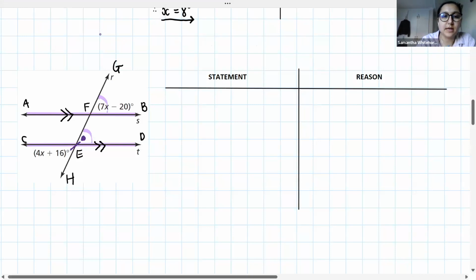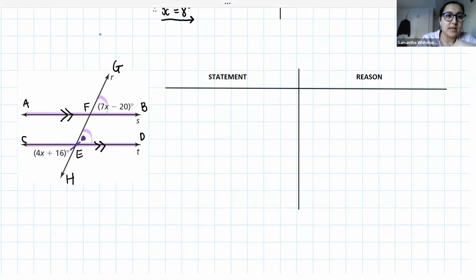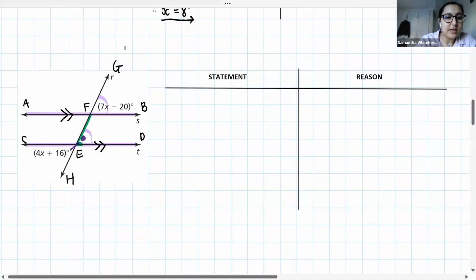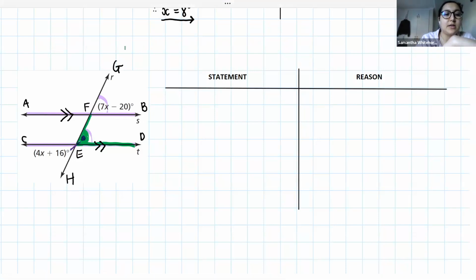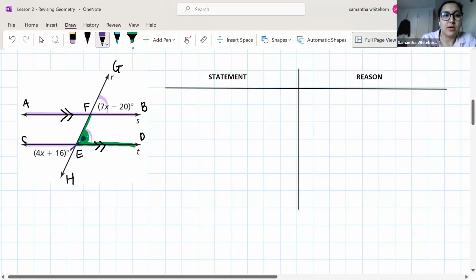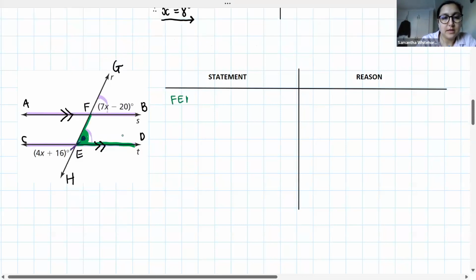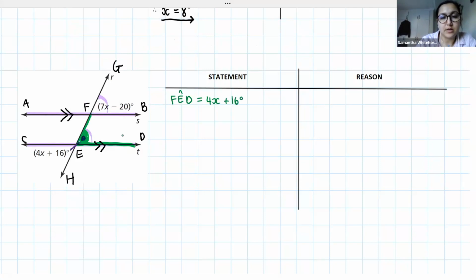The first thing I'm going to write down is the fact that this angle, let's get a different color going on here. This angle FED, there where I've put that purple dot, that is equal to 4x plus 16 because they are vertically opposite. So FED is equal to 4x plus 16 degrees because of vert-op angles. This is also why we actually needed some labels here. Okay, so vert-op angles. So I now know that this is 4x plus 16.